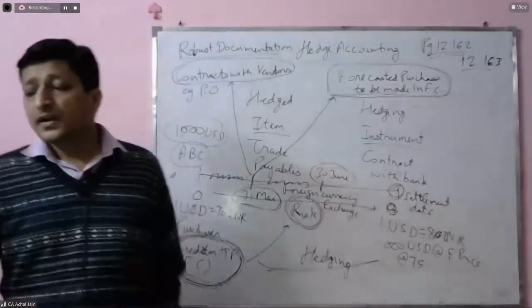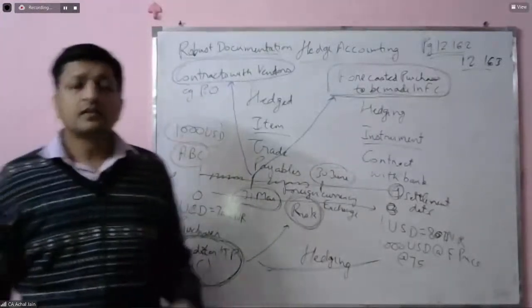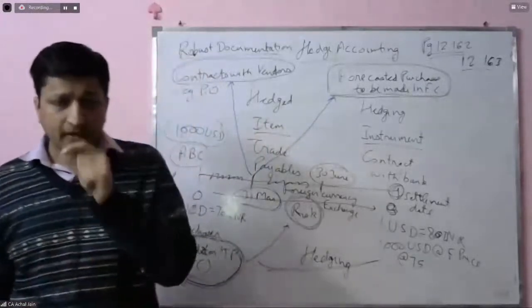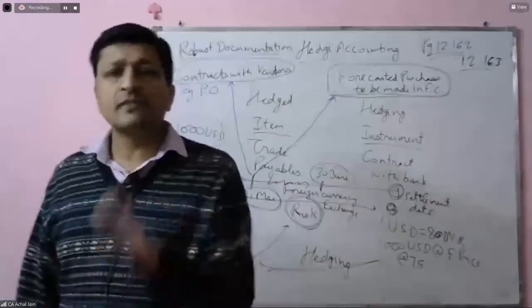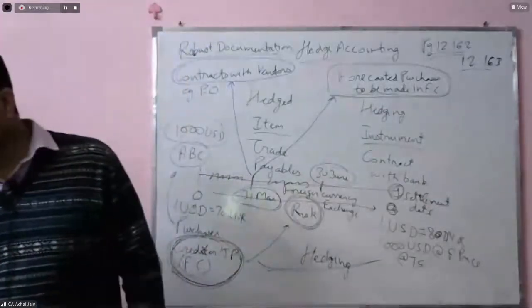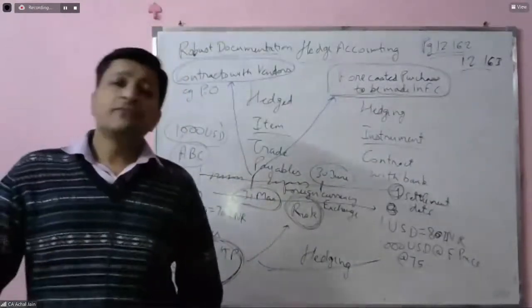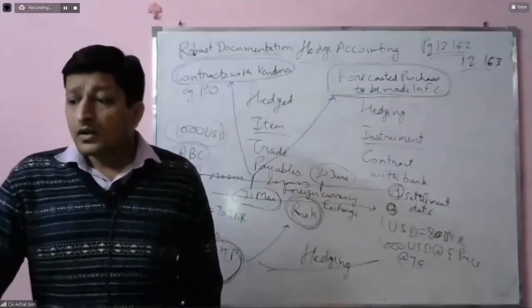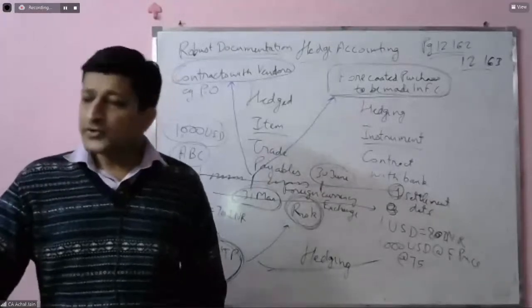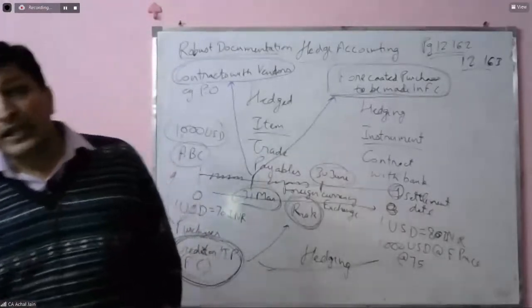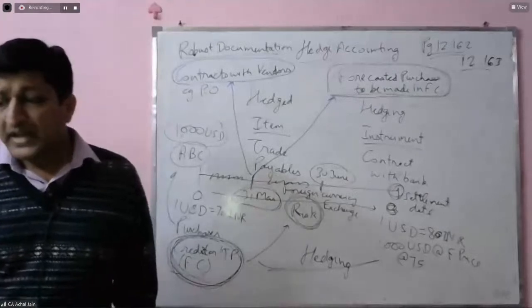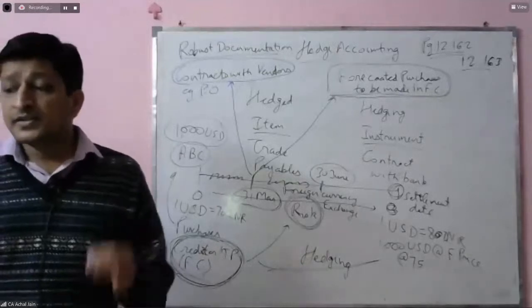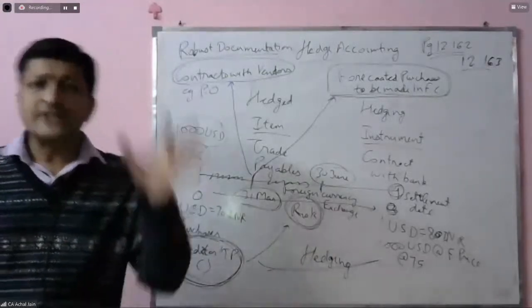Now in this case, what is it that we are trying to see? We are trying to see how we hedge it. So basically the impact in this case is taken to OCI instead of P&L. Moving on to the third type of hedge: hedge of net investment in a foreign operation. Hedge of net investment in a foreign operation, including hedge of a monetary item that is accounted for as part of the net investment, shall be accounted for similar to cash flow hedges.